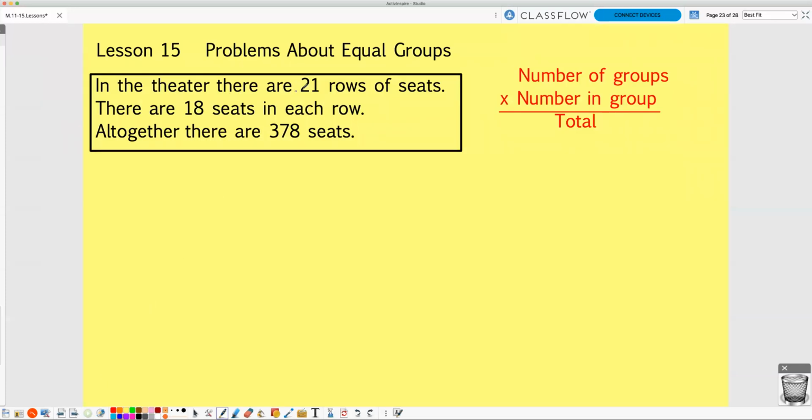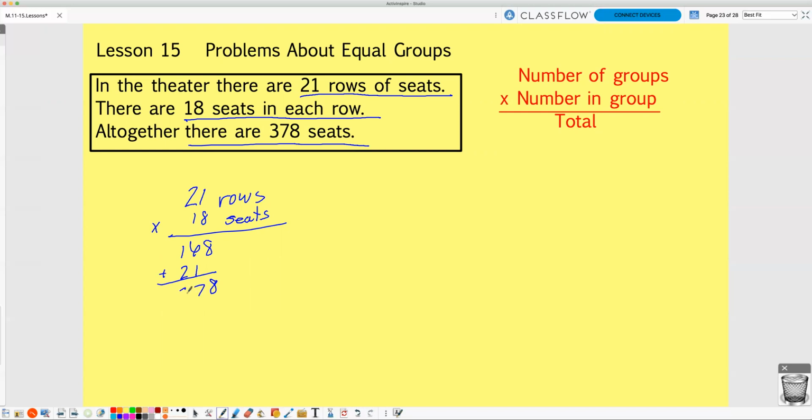If we have a theater and there are 21 rows of seats and there are 18 seats in each row, you can find out what the total is. We know the total will be 378 seats because we know the number of groups, which is 21 rows, and we know that there are 18 seats in each group or in each row. So that's within the grouping, and then that will get us our total. And if we multiply that out, 8 times 1 is 8, 8 times 2 is 16, 1 times 1 is 1, 1 times 2 is 2, and you add those together and you'd end up with 378 total seats in the auditorium or the theater.